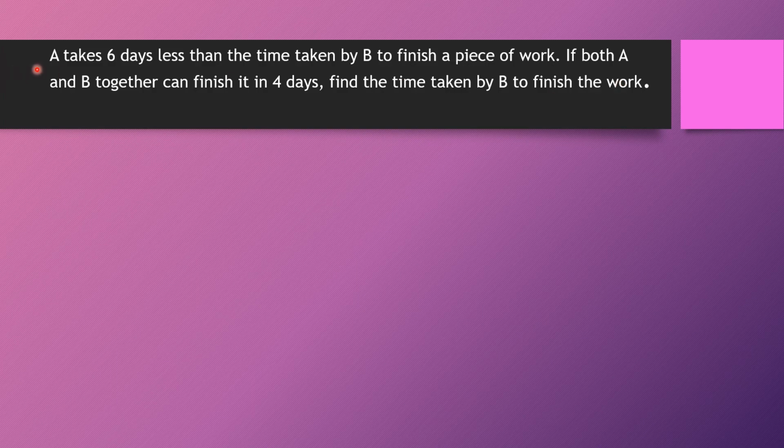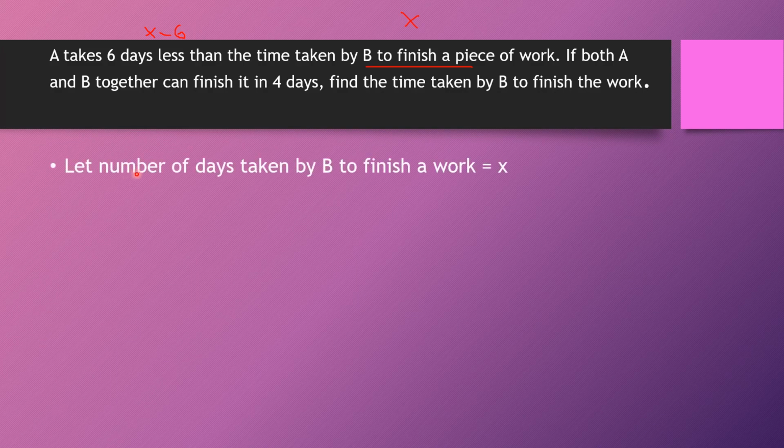Now since A is taking 6 days less, let us assume that B takes X number of days to finish the work. In short, then what will A be taking? A will be taking the amount of time taken by B minus 6. Correct? That's what we'll try to solve now.